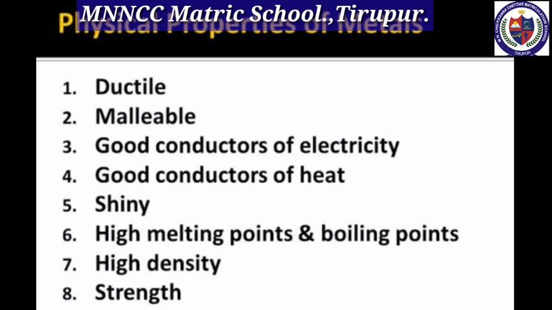Physical properties of metals. Number 1, ductile. Ductile means metals can be drawn into thin wires. Number 2, malleable. Malleable means metals can be hammered into very thin sheets. Number 3, good conductors of electricity. Number 4, good conductors of heat. Number 5, shiny. Number 6, high melting point and boiling point. Number 7, high density. Number 8, strength.